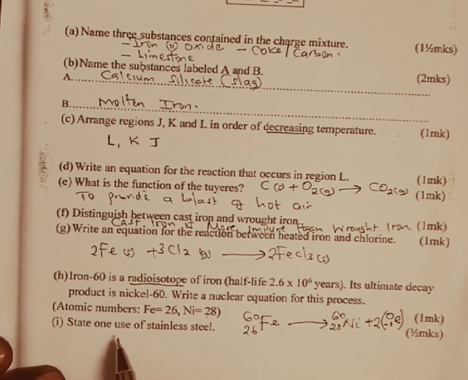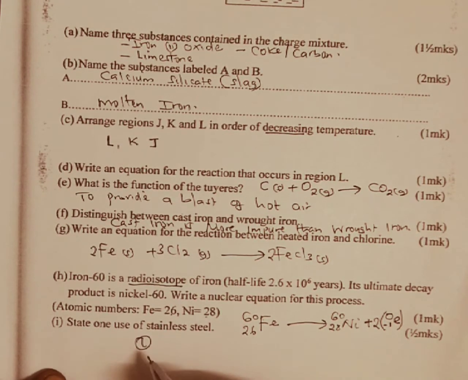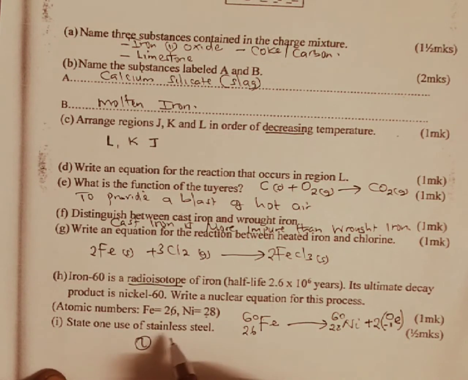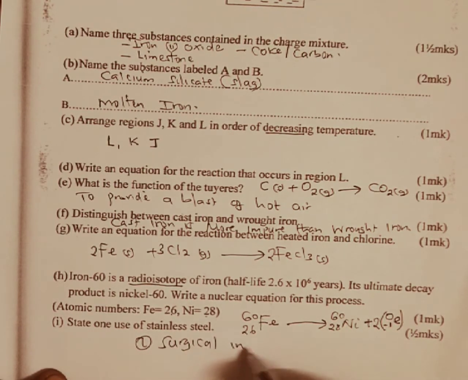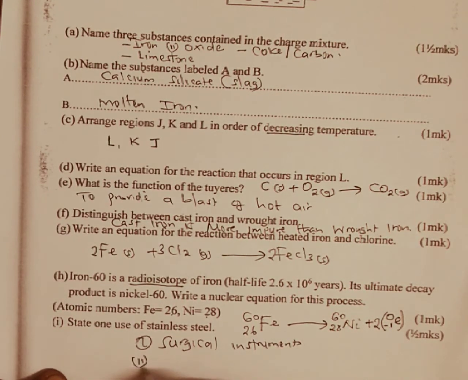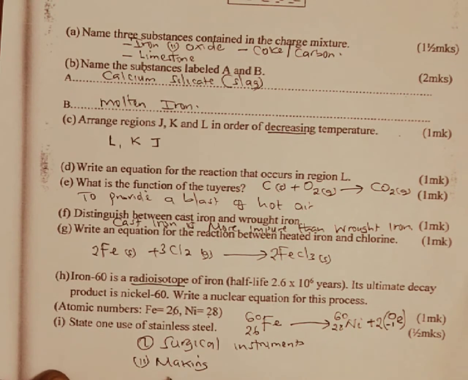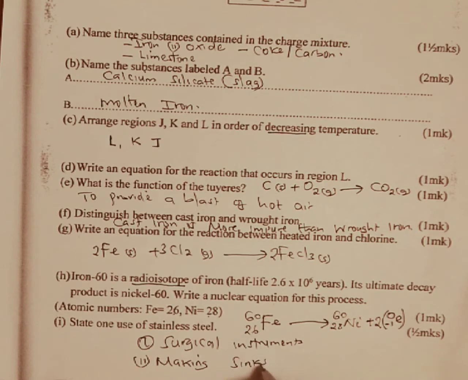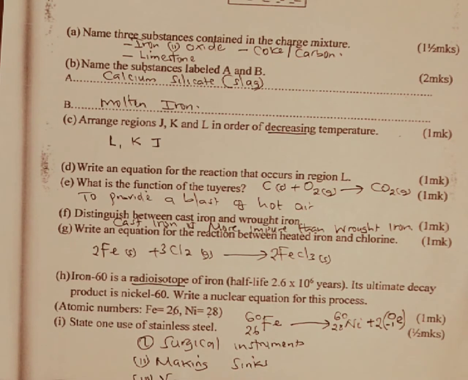Next question, state one use of stainless steel. 1. Stainless steel can be used to make surgical instruments. 2. It can be used in making sinks. Number 3, it can also be used to make other equipment like vats, etc.